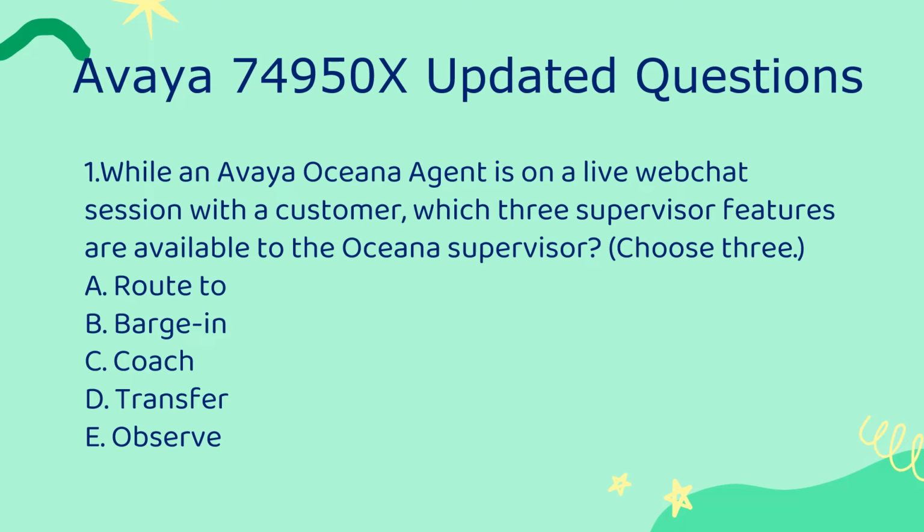1. While an Avaya Oceania agent is on a live web chat session with a customer, which 3 supervisor features are available to the Oceania supervisor? Choose 3. A. Route to. B. Barge in. C. Coach. D. Transfer. E. Observe.